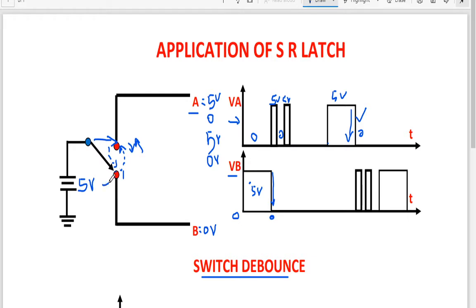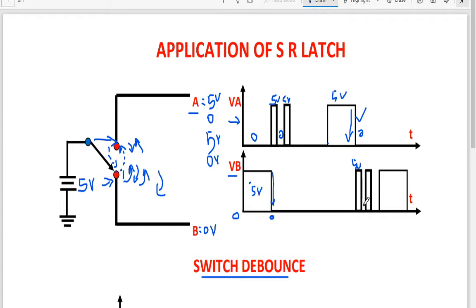Once it got connected, initially it bounced back. Again it came back. Again it bounced back. Before it settles down to the final value, it bounced twice. So this you can see here. It got connected, so there was a 5 volt supply happening at point B.